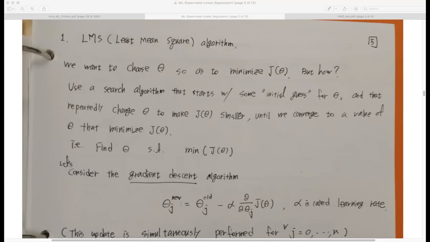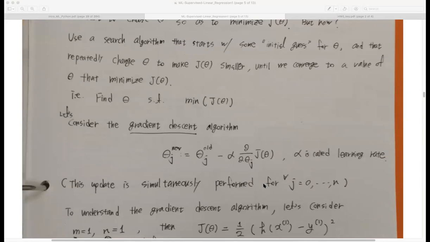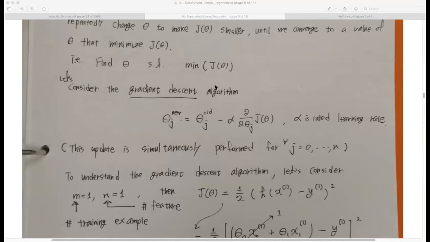Now we're going to consider the gradient descent algorithm. That's from numerical analysis. Because that is beyond the scope of this subject, I'm not going to cover it in detail.